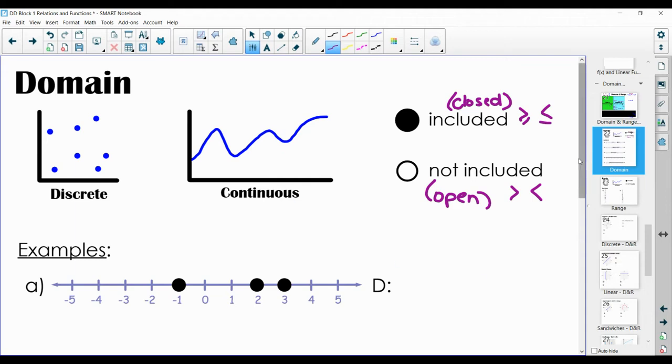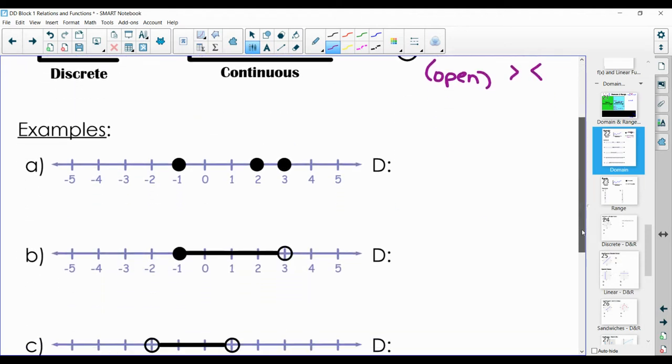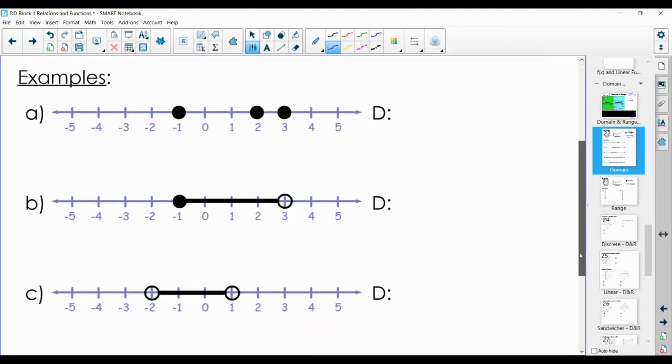So let's take a look at some examples. The first example here, we have a series of 3 dots. There are no lines connecting between. So this would be an example of discrete data. And if it's discrete data, we just list the points.